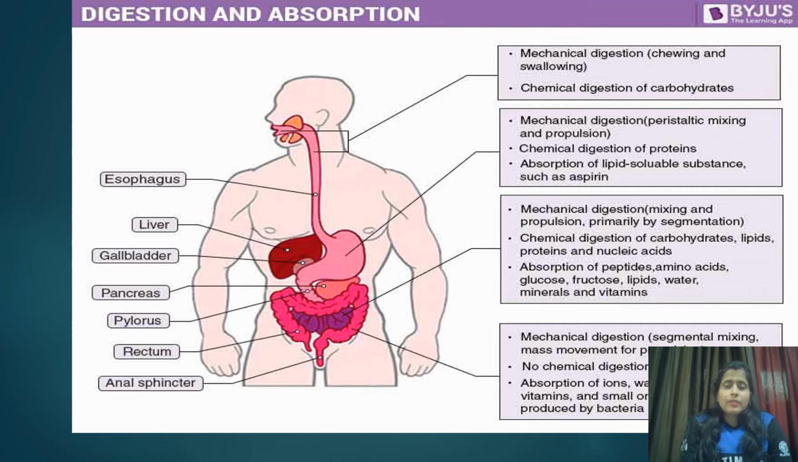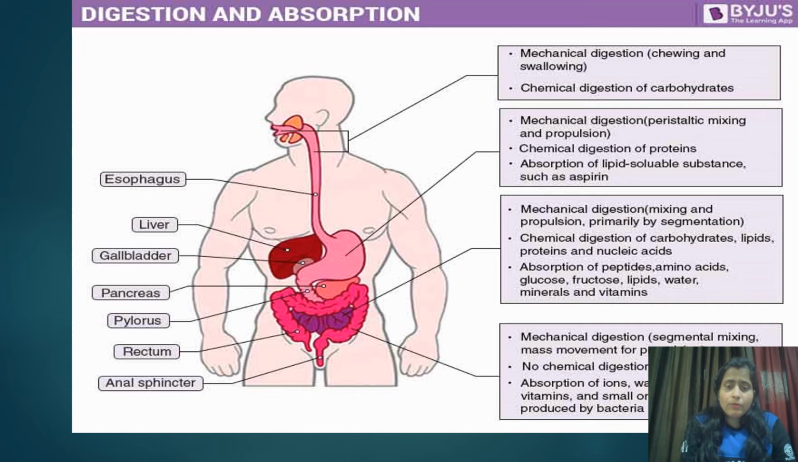Then the food particles reach the small intestine, and in the small intestine all types of digestion take place. All types of digestion means that carbohydrates are digested, lipids are digested, proteins are digested, and nucleic acids are digested. So all types of chemical digestion take place in the small intestine. Besides this, mechanical digestion also takes place, due to the mixing and peristaltic movement of the digestive system.